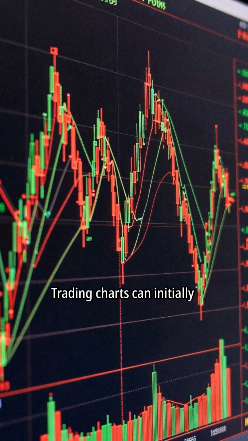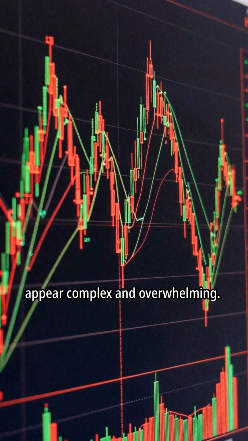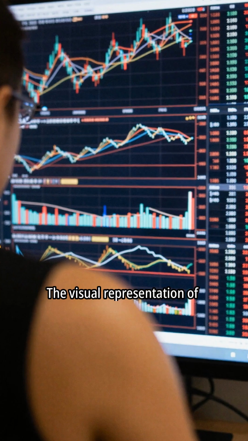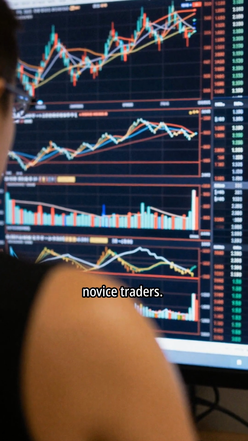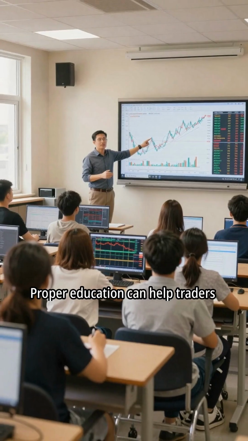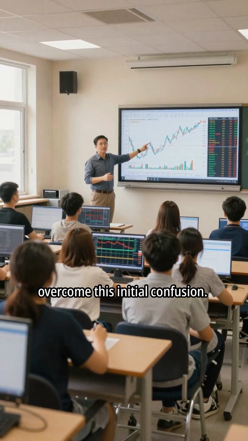Trading charts can initially appear complex and overwhelming. Many individuals find it difficult to understand trading charts at first. The visual representation of data can be confusing for novice traders. Understanding the components of a trading chart is essential. Proper education can help traders overcome this initial confusion.